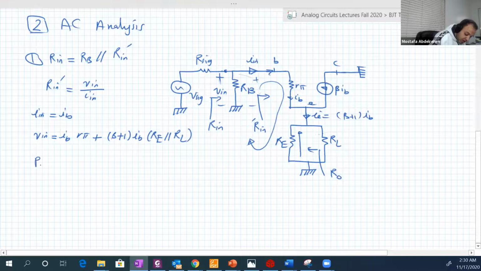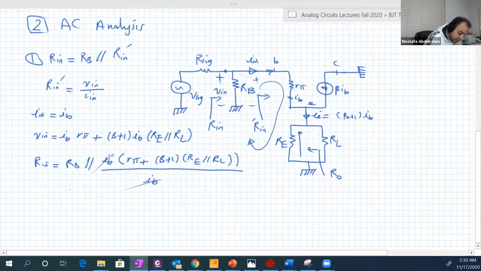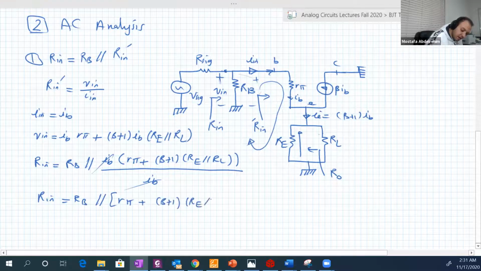Let's now substitute this. So R input equal to RB capital parallel R input dash, which is V input over I input. V input has IB as a common factor. This will give us r pi plus beta plus 1 RE parallel RL, over IB. IB will cancel with IB. So R input equal to RB capital parallel r pi plus beta plus 1 RE parallel RL.